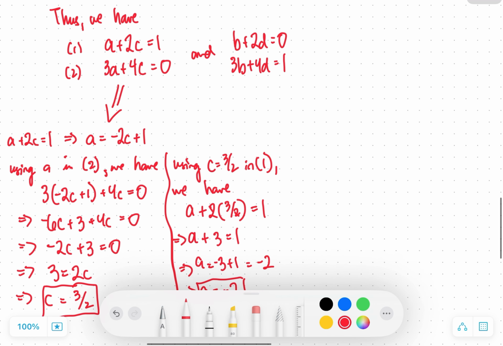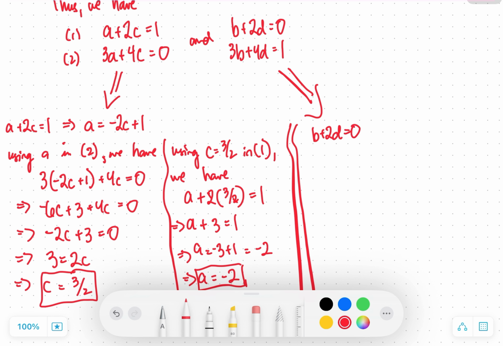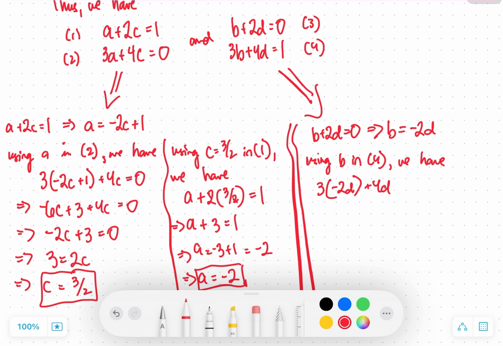Let's now go to the other system, where we want to find the values of b and d. I'm still going to make use of substitution. From b plus 2d equals 0, we can see that b is equal to negative 2d. I think that's much better. So using this value of b, I'm going to call these equations 3 and 4. In equation 4, we have 3 times negative 2d plus 4d equals 1.